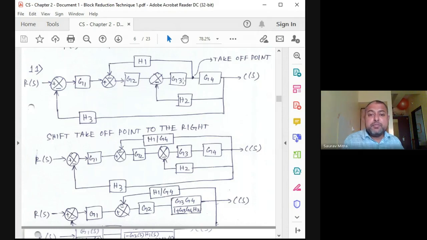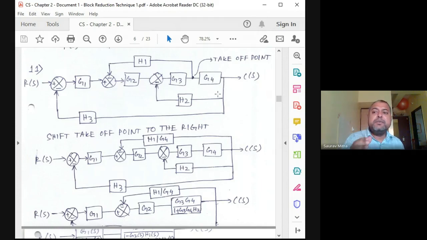I'll repeat, if this point was not there, just imagine that this point is not here. That means this is a very separate loop, and the below loop is also a very separate loop. So in that case, if this point was not there, then it would have been G3 G4, that is the forward path gain, divided by 1 plus G3 G4 H2.